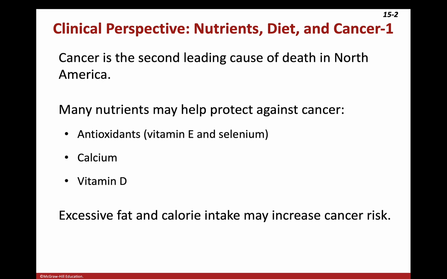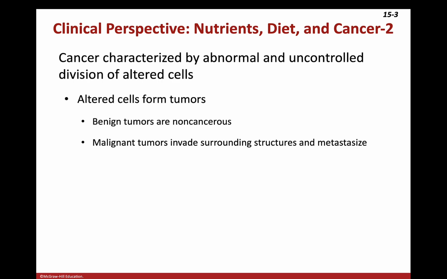Now, unsurprisingly, nutrition plays a role to help protect against cancer. If we look at some ways in which this happens, probably the biggest is via antioxidants. And this will be vitamin E and selenium. But also if we look at calcium and vitamin D, those are other nutrients we know that will help prevent or protect us against cancer. One thing that will increase the risk for cancer is something that is typical of the North American diet, and that is excessive intake of fat and calories. Both of these result potentially in the increased risk for cancer.